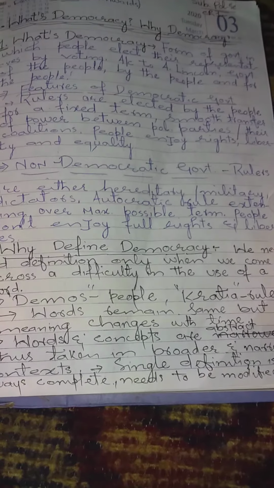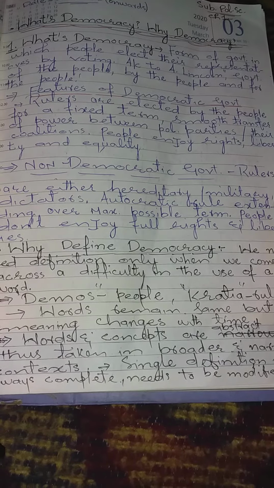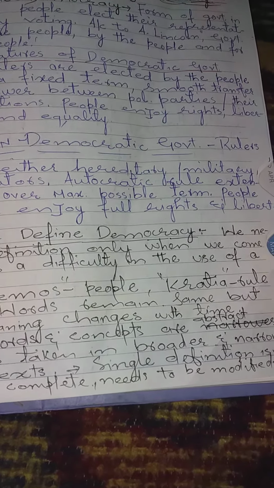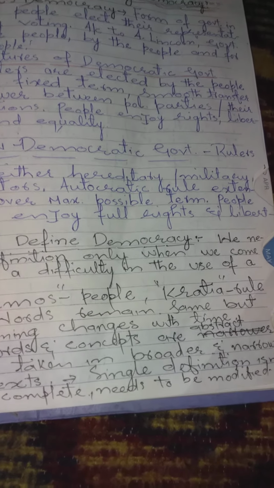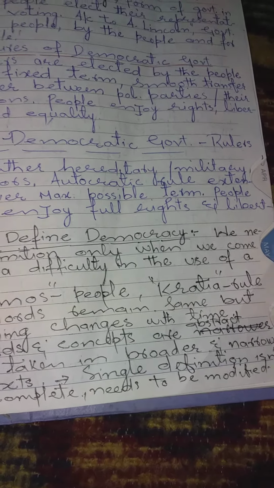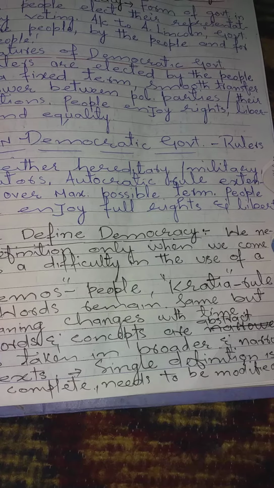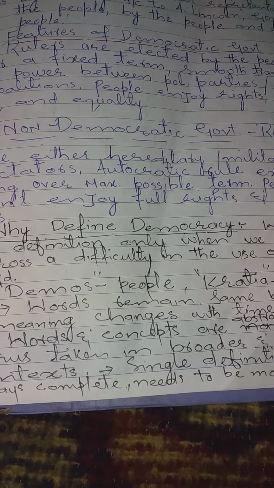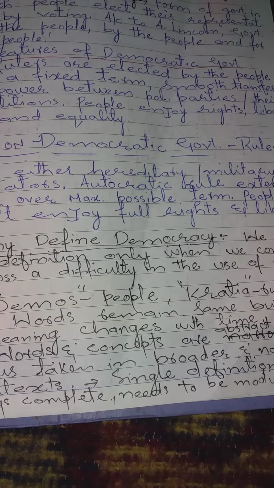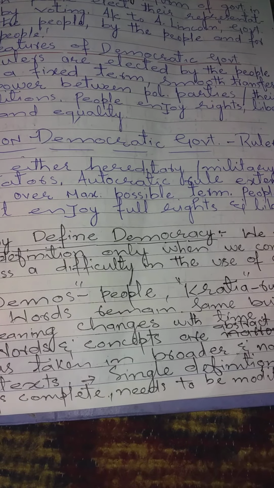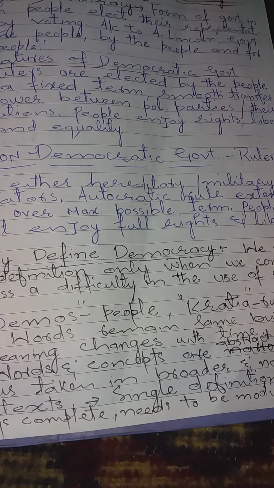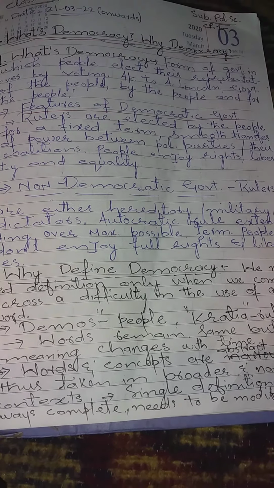And moreover, liberty and equality. People are free. Liberty has been derived from the Latin word liber, which means free. So there is liberty for the people in democracy, and equality. All are equal before law, irrespective of creed, caste, color, and sex. All enjoy equal rights. All are equally treated by the law. So these all are the features of democracy.